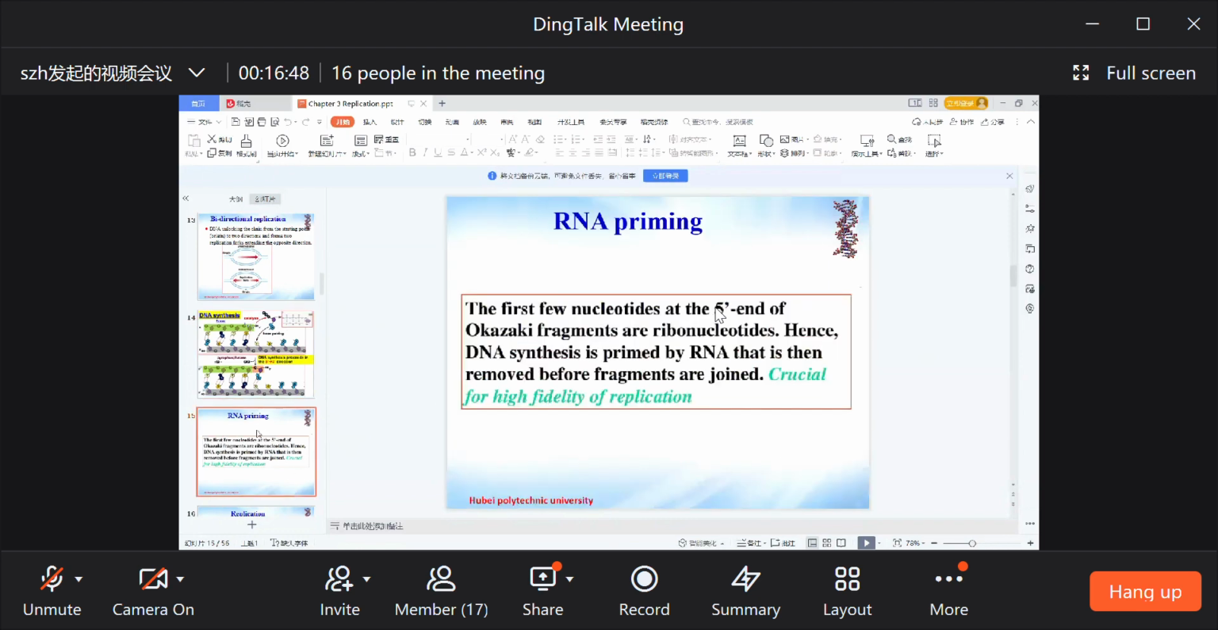So here you can see RNA priming: the first few nucleotides at the 5 prime end of the Okazaki fragment are ribonucleotides. So the DNA synthesis is primed by the RNA sequence, and it is later removed.